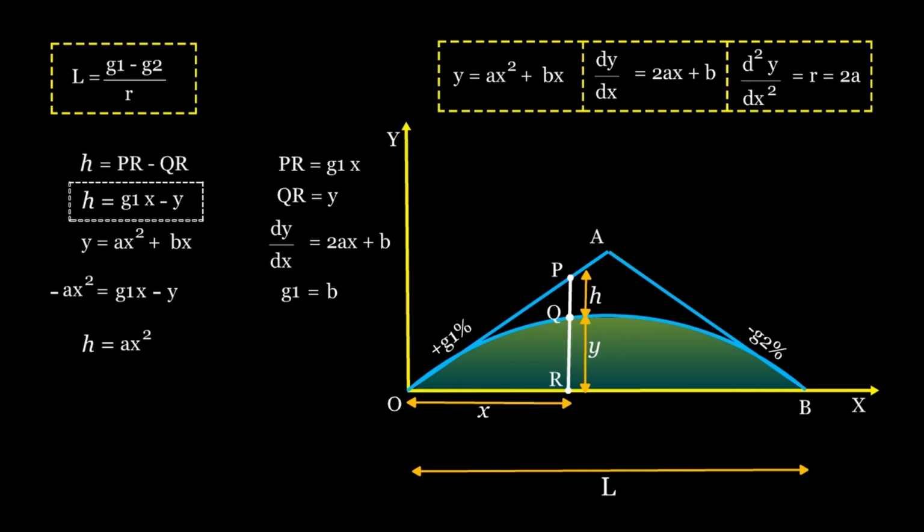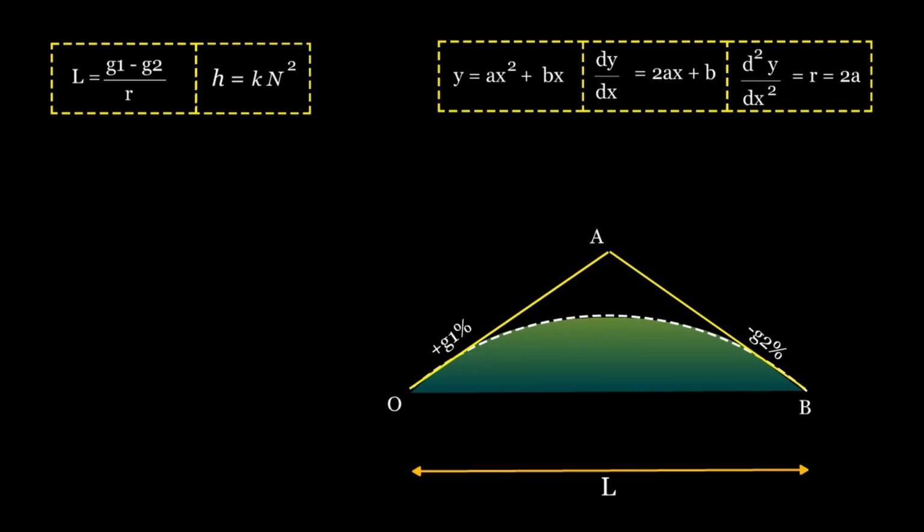Since a is a constant in vertical curve design, it is replaced with k, so h equals kx squared. Replacing x with n, that is the number of chords from point O, h equals kn squared. Thus, the tangent correction varies as the square of the horizontal distance from the point of tangency.